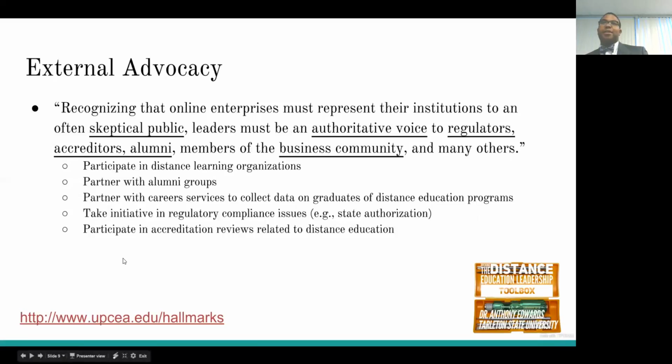External advocacy. So the statement here from UPCEA is recognizing that online enterprises must represent their institutions to an often skeptical public. Leaders have to be the authoritative voice to regulators, accreditors, alumni, members of the business community, and many others. So, we know that the public is skeptical.